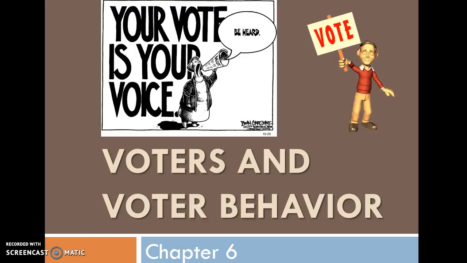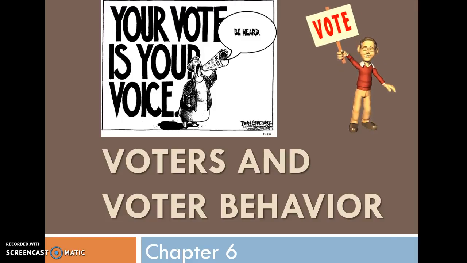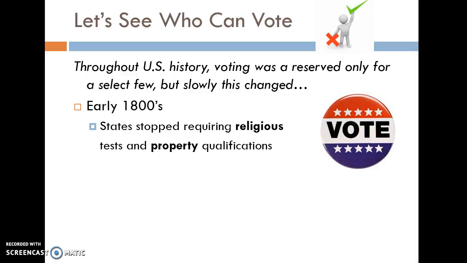All right, chapter 6 is the second chapter in unit 4 of government. We just talked about political parties. Now we're going to talk about voters and voter behavior. Voters are part of one of the political parties, either the Democrats or Republicans.